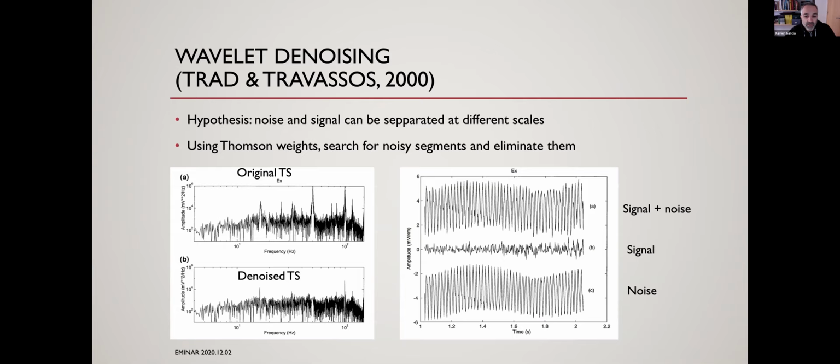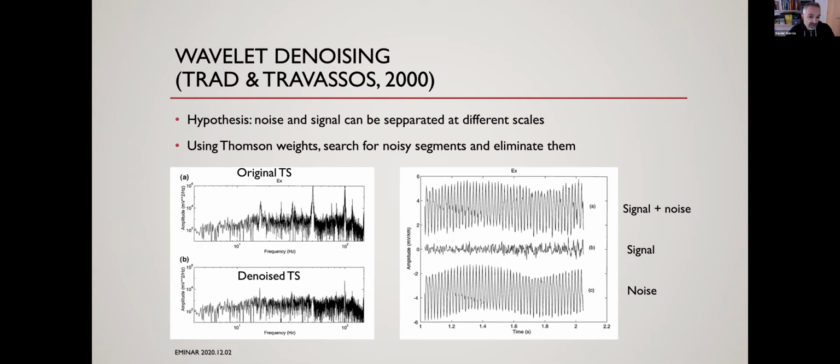Another interesting technique for denoising was proposed by Trad and Travassos in 2000. Their hypothesis is that noise and signal can be separated at different scales. So by using a Daubechies wavelet transform, they separated the time series into different scales, and they removed the scales that, based on Thomson weights, contained most of the noisy segments.